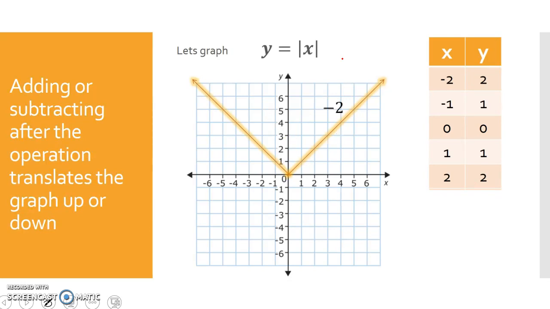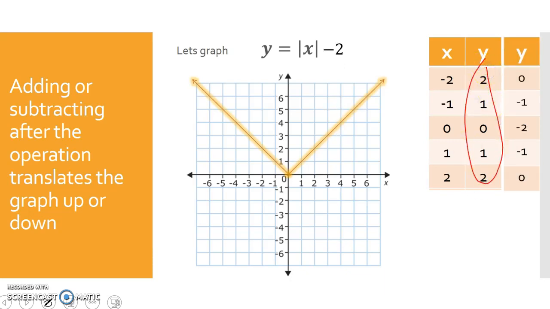So another example would be if I subtracted 2. It would take all of these old y values, subtract 2 from them, so I would get the new y values, and my graph would be shifted 2 units down because it's a -2.